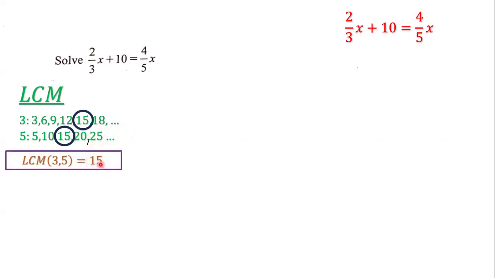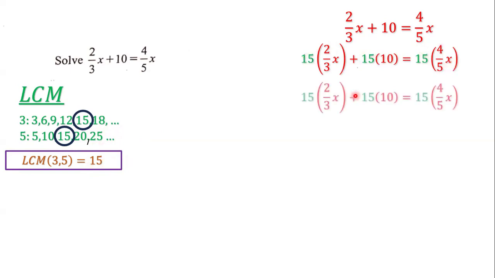Since we know that the lowest common multiple of 3 and 5 is 15, we're going to take 15 and multiply it by each term in this equation. So 15 is multiplied by 2 over 3x, 15 multiplied by 10, and 15 multiplied by 4 over 5x.